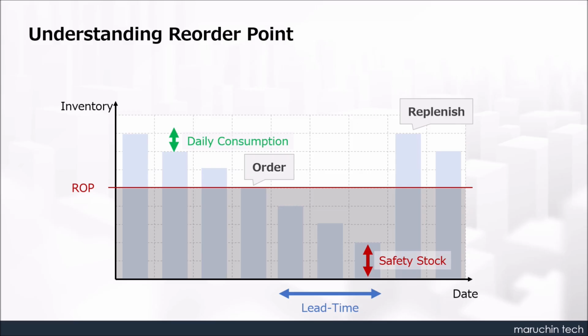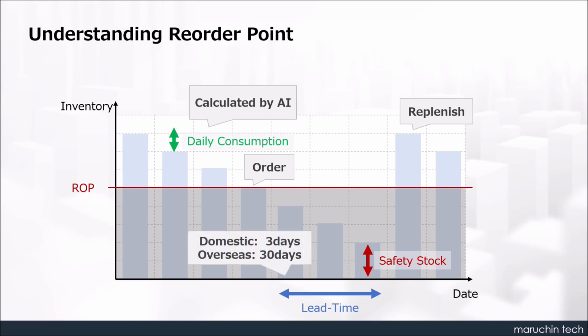In this hands-on scenario, daily consumption fluctuates according to the season. As introduced in the previous section, consumption is calculated using our machine learning logic. Lead time is set to 3 days for domestic sourcing and 30 days for overseas sourcing. The safety stock is basically set to 14 days. However, we will include an anti-rust logic. If the humidity is high, we reduce it to 7 days to minimize the rust risk.